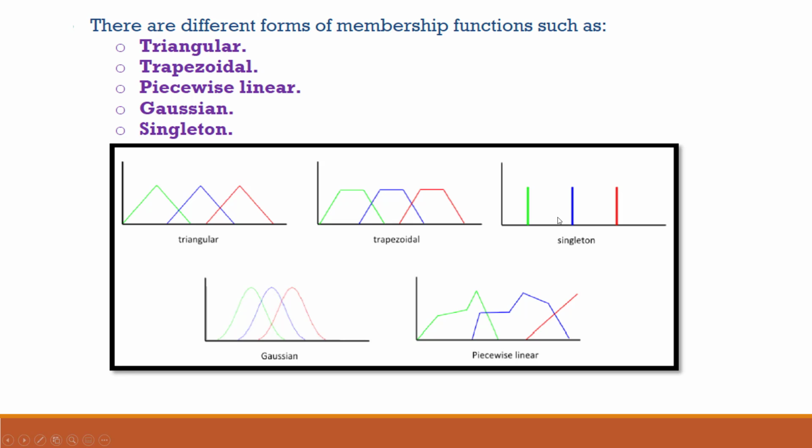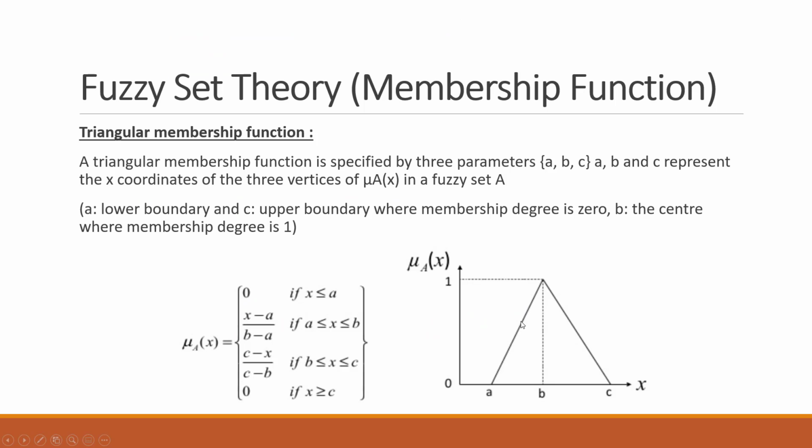In this slide you can see the things which I have already discussed. There are different forms of membership function. For triangular, the membership function will look like this. For trapezoidal, it will look like this. For singleton, it will look like this. For Gaussian, it will look like this. And for piecewise linear, it will look like this.